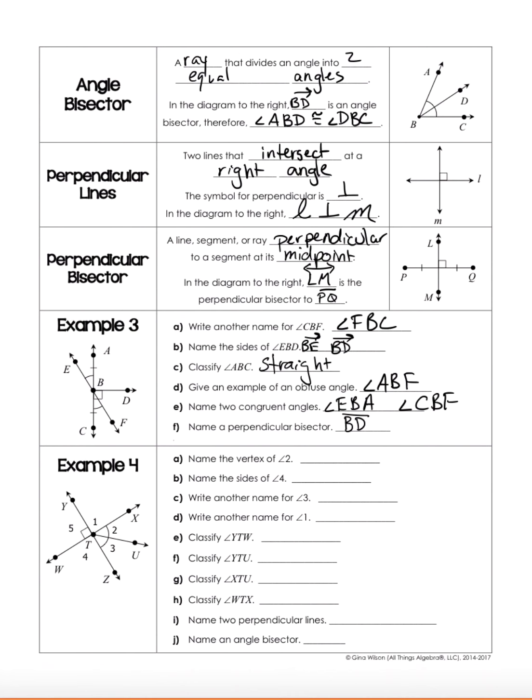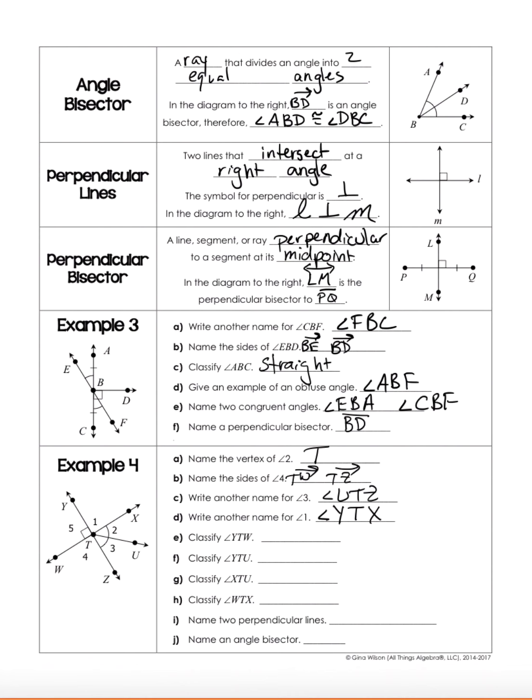I'm going to do number 4 as well because this is a kind of a crazy looking picture. The vertex of angle 2 is T. The sides of angle 4 are TW and TZ, ray TW and ray TZ. Another name for angle 3 is angle UTZ. I can't just use T because there's too many angles happening at T. Another name for angle 1 is angle YTX.